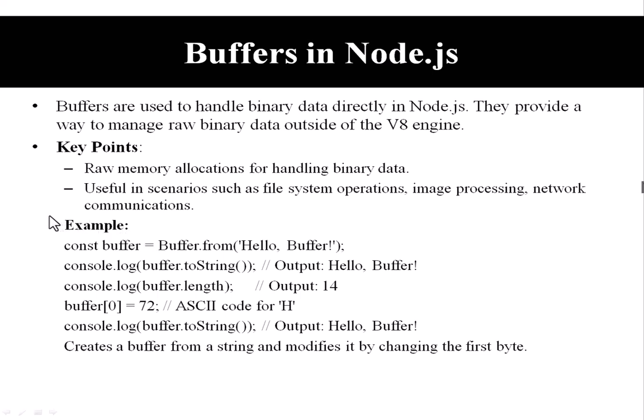The key point is raw memory allocation for handling binary data. For example, consider that your hard disk will be in the raw format, and you may convert that raw memory into NTFS and FAT. NTFS means New Technology File System. Next, File Allocation Table. In this manner, you can handle the binary data.